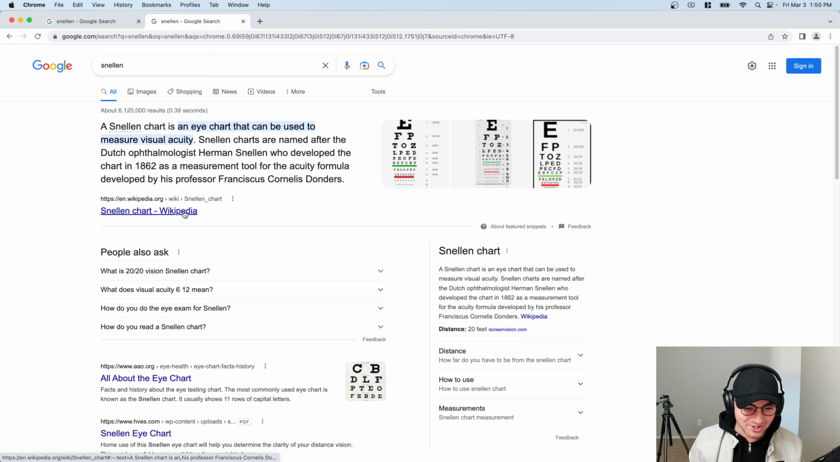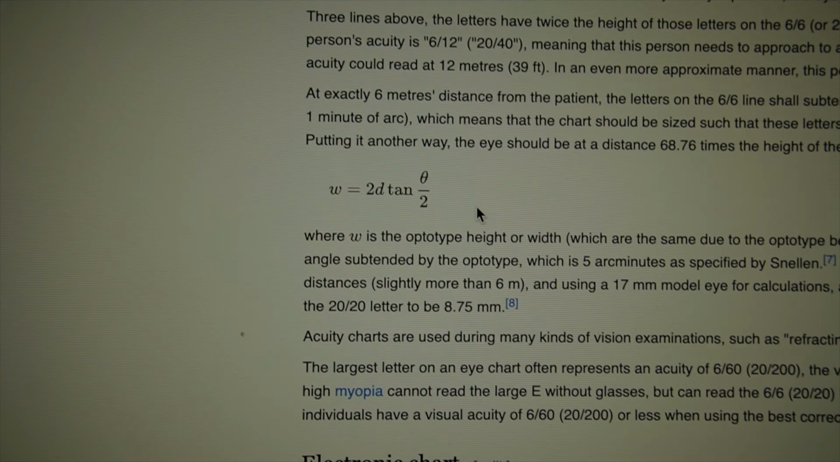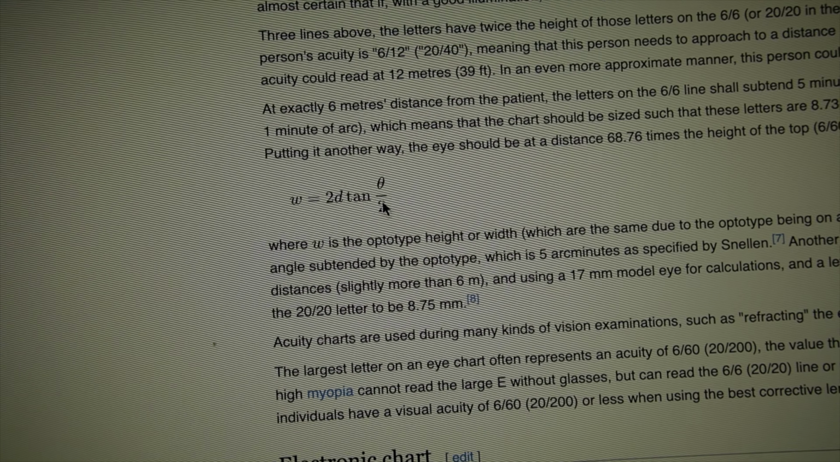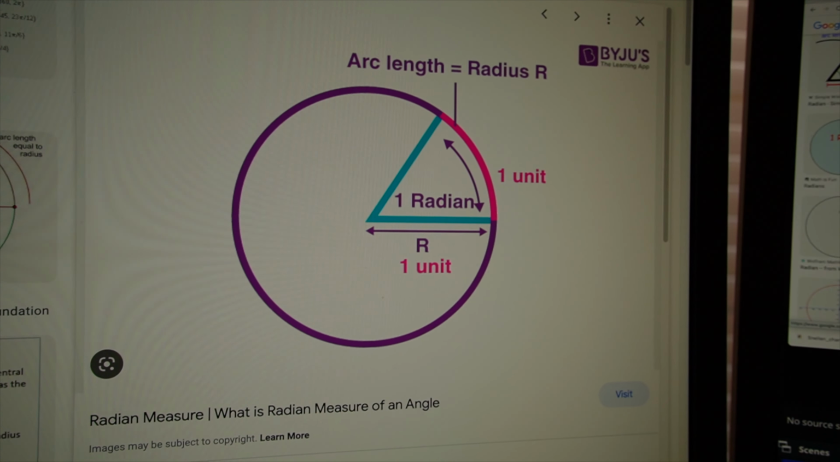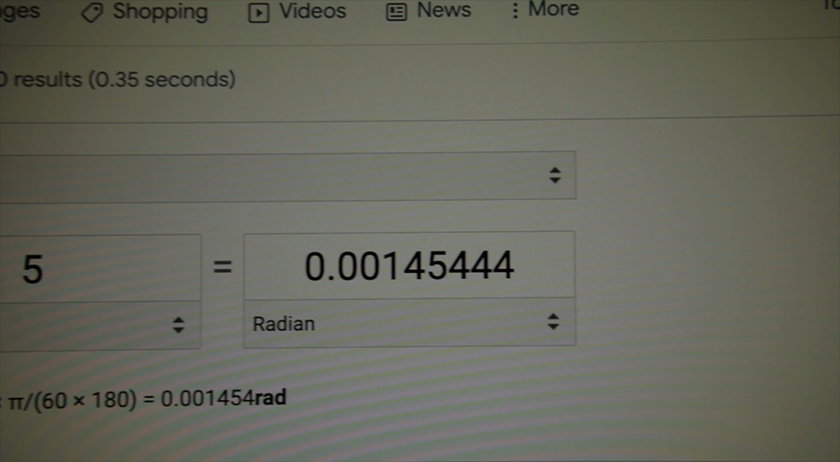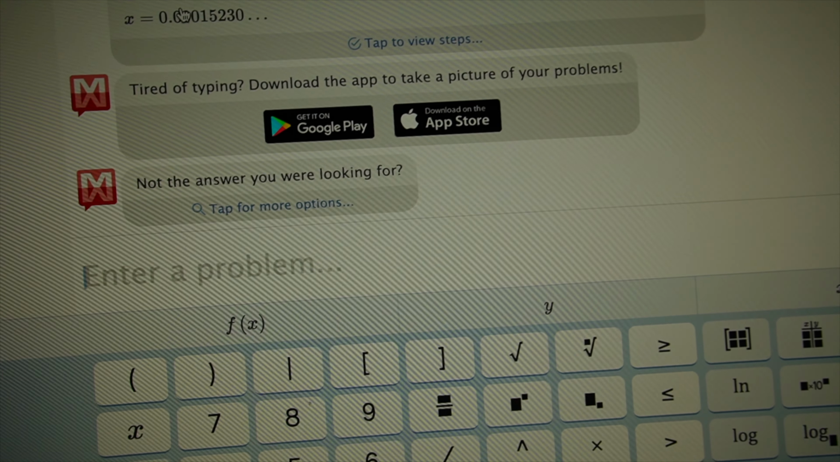Now, that's a good question. I have no idea. The distance at which the smallest optotype identified subtends an angle of 5 arc minutes. They give it a formula, but I'm not really sure I understand it completely. Okay, I feel so dumb because I was using degrees to calculate the formula, but obviously you have to use radians. And 5 arc minutes is equal to this amount of radians. And if I run this, this is my answer.